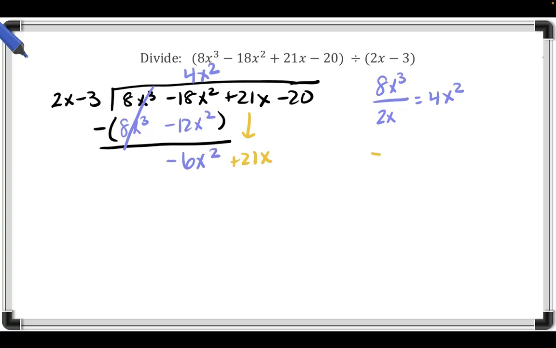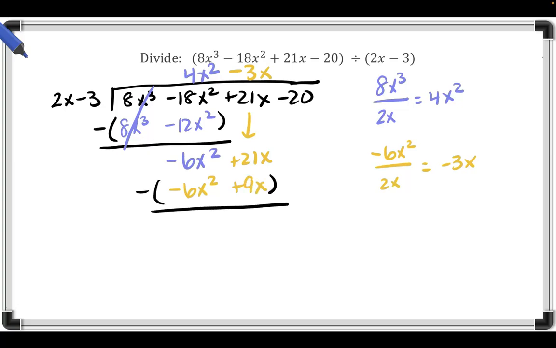So then I have -6x squared divided by my first term, which is 2x. That gets me a -3x. And then it's going to go right above that 21x there. Line it up. And we're going to multiply. So we're going to get a -6x squared, and then a positive 9x. Remember, subtracting that quantity there. So that will cancel. And I'm going to get 12x here. Now I'm going to drop that last term.